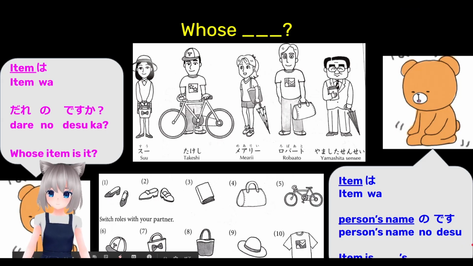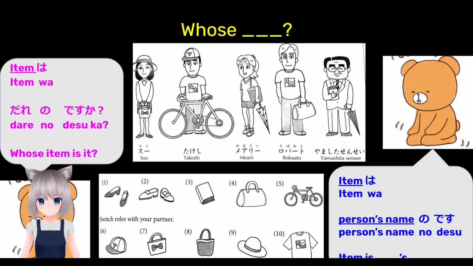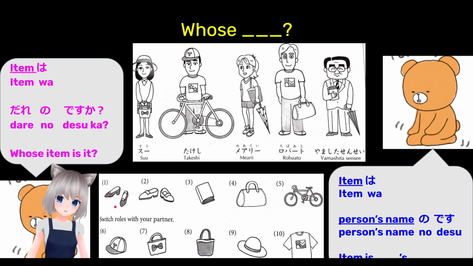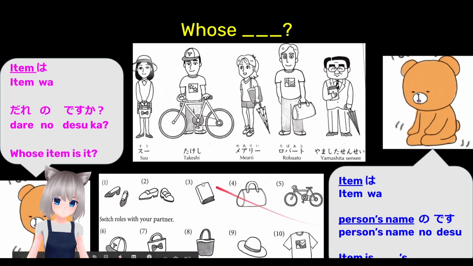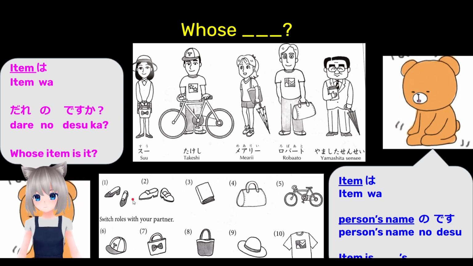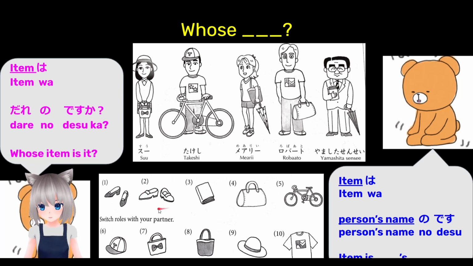Okay. Let's ask questions. Number 1, 誰のですか? Whose item is it? To answer this, the 靴はスーさんのです。So let's start from number 2. 靴、この靴, these shoes. この靴は誰のですか?